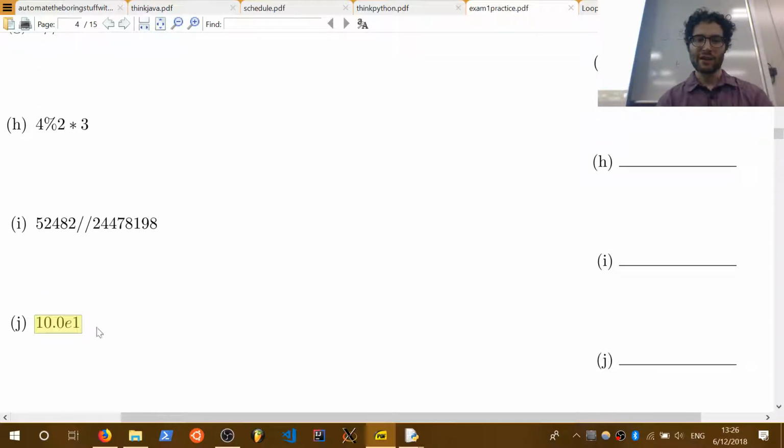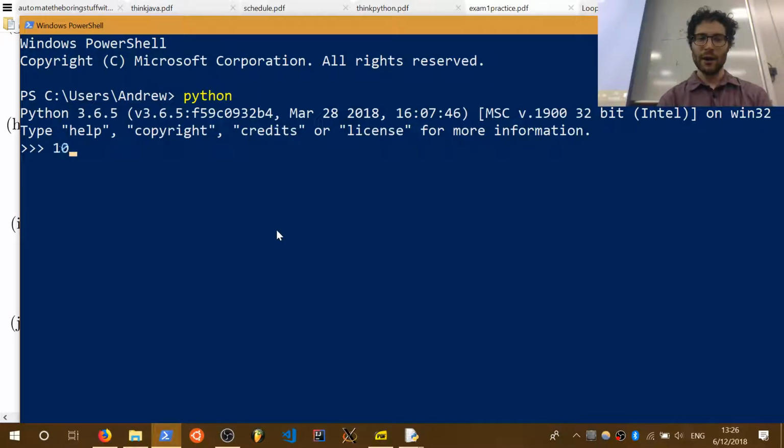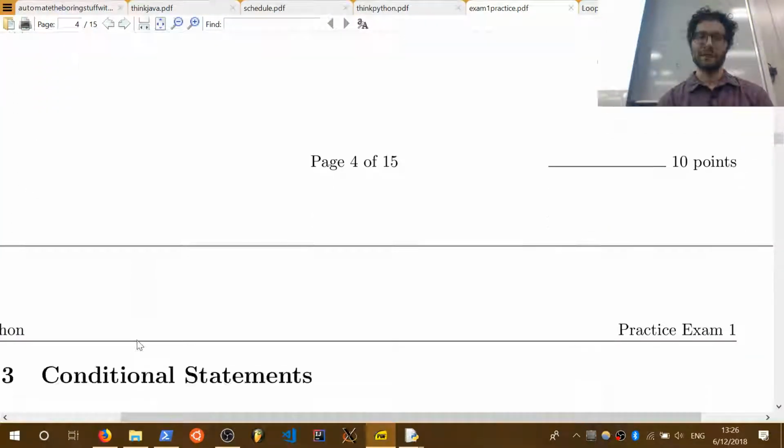This is one of my chances where I get to teach you something and you go, wait, you can do that? What does this look like? Yep, it's scientific notation. And scientific notation is perfectly valid in Python. In fact, in any language that does floating points. So you can do scientific notation. It will not be on the exam. Just know that it exists.